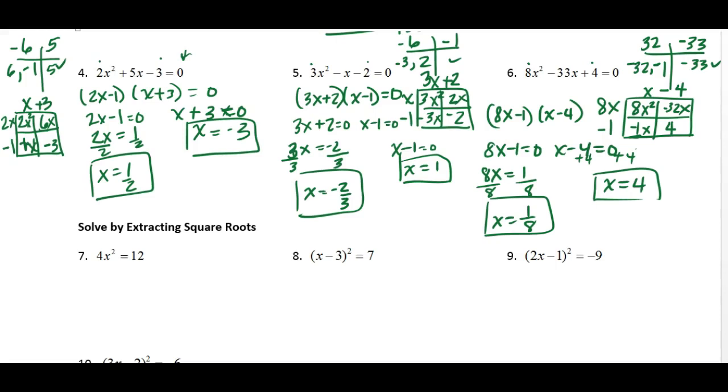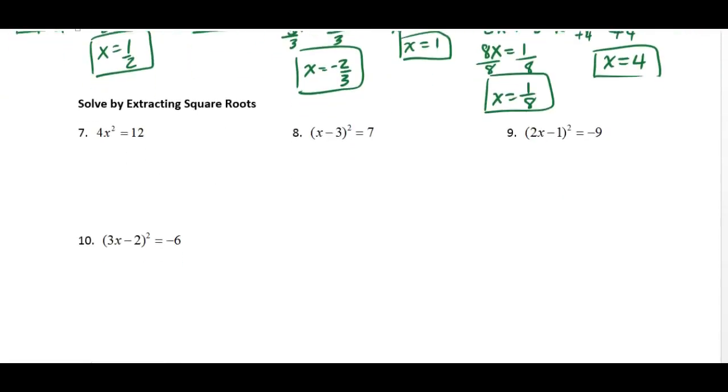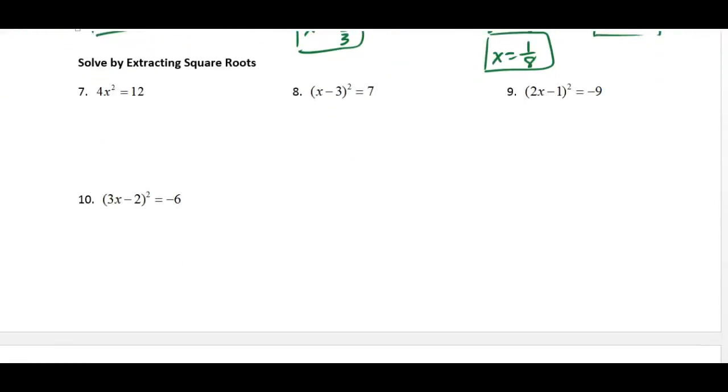All right, so let's scroll on down. All right, to extract square roots, first thing we need to do is isolate the squared x value right here. So I want to get rid of that 4. So I'm going to divide both sides by 4. So I have x squared equals 3.